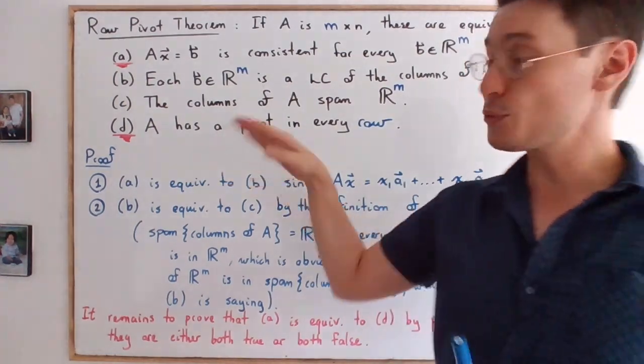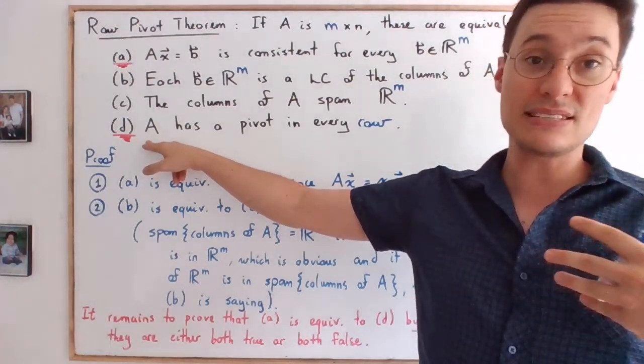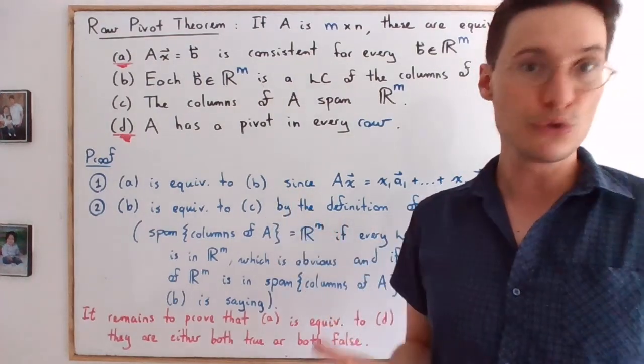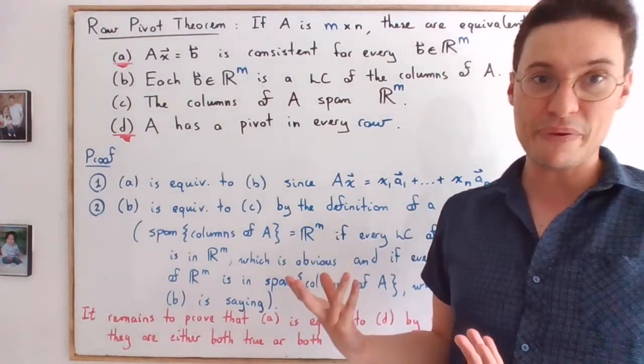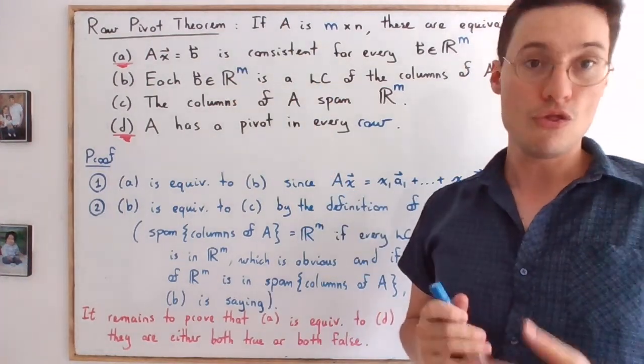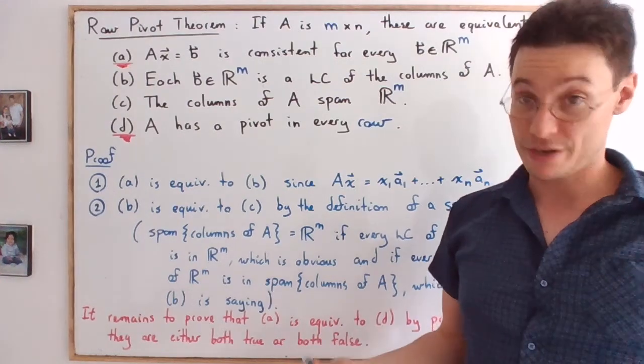I should tell you right away that D is the most important statement because it's the easiest to verify. You just have a matrix, you row reduce it. Do you have a pivot in every row? Yes, the first three statements are true. No, the first three statements are false. That's the way this theorem works.